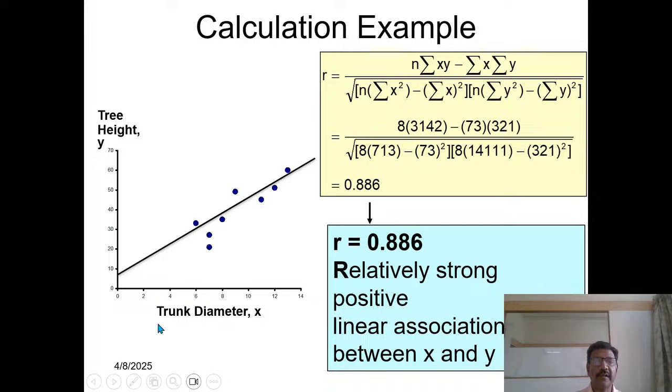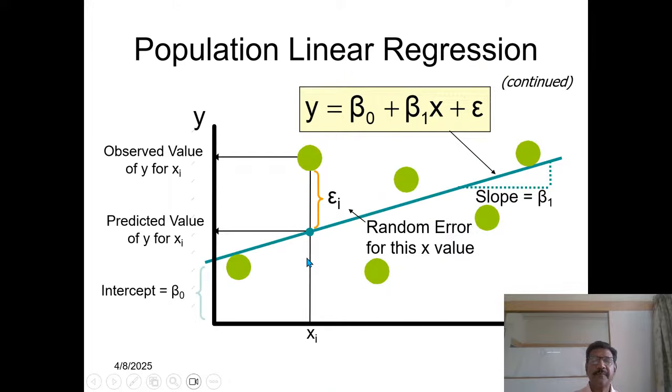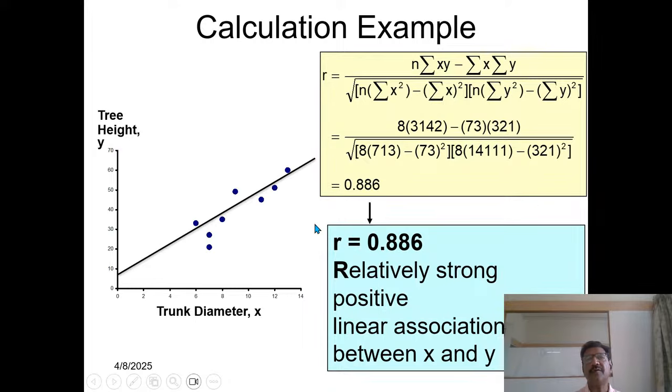You can plot trunk diameter x and tree height as well. Depending on the table values given, you put the samples and then draw the straight line. Once you have tested that the data set is suitable for further analysis, the next step is to build the linear regression model.